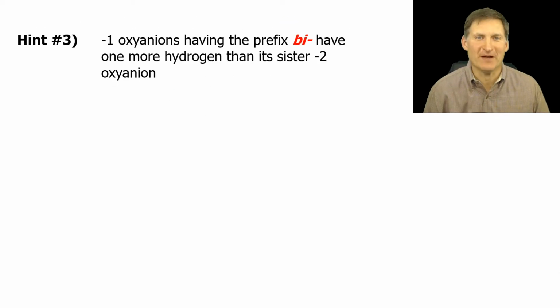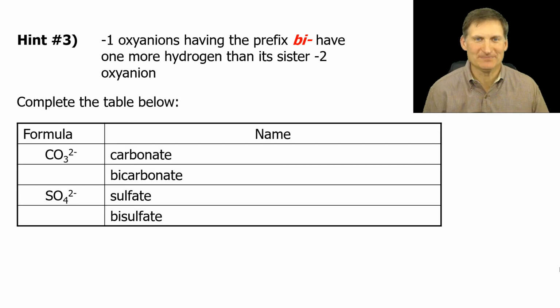Time for your third and final hint to help you learn the polyatomic ions. Hint number 3 comes down to this. If the polyatomic ion name begins with the prefix bi and the charge of that ion is -1, then its formula has one more hydrogen than its sister oxyanion. The best way to clarify this is to go right to an example. Let's do the first 2 rows of this table together.